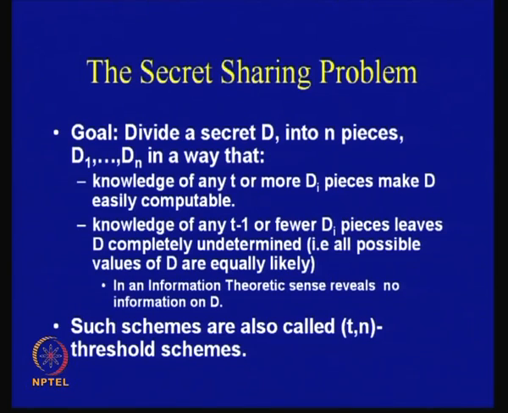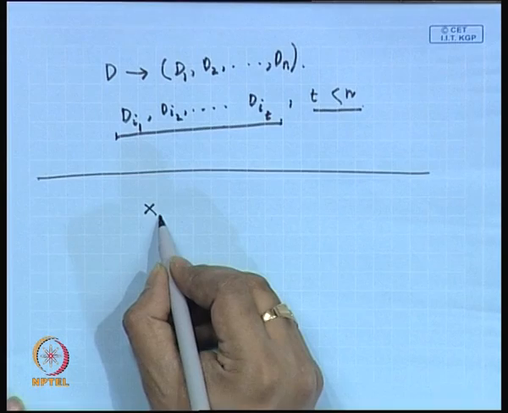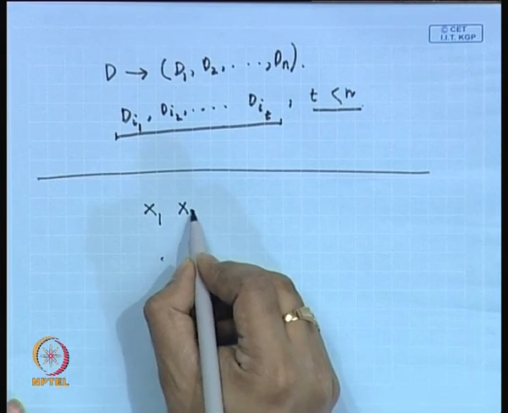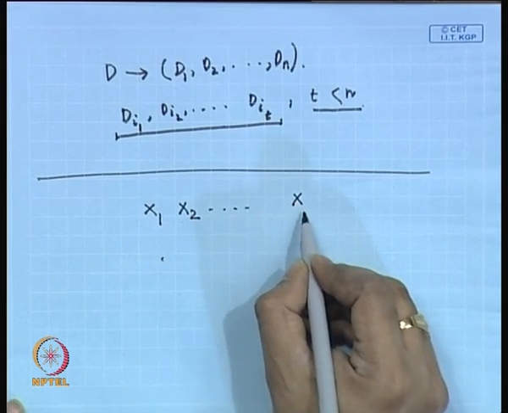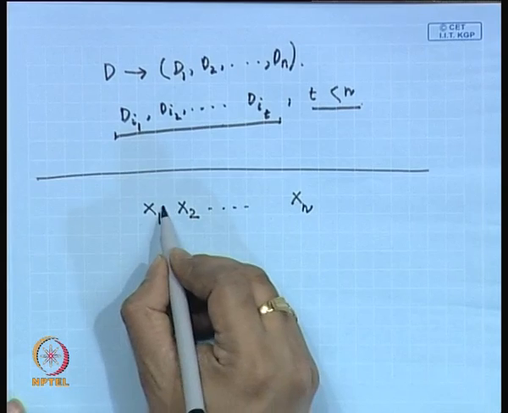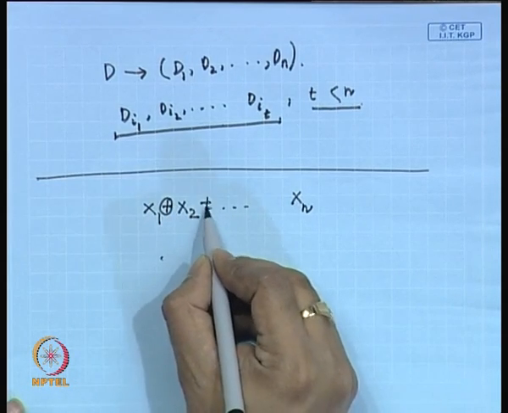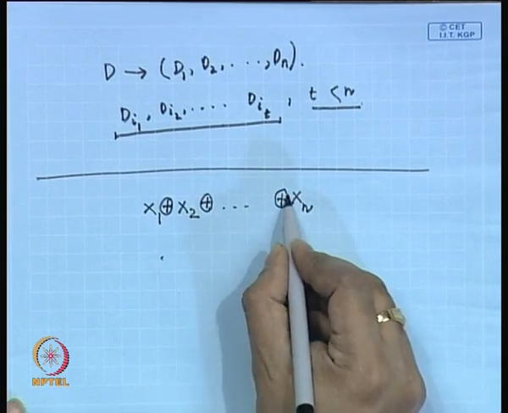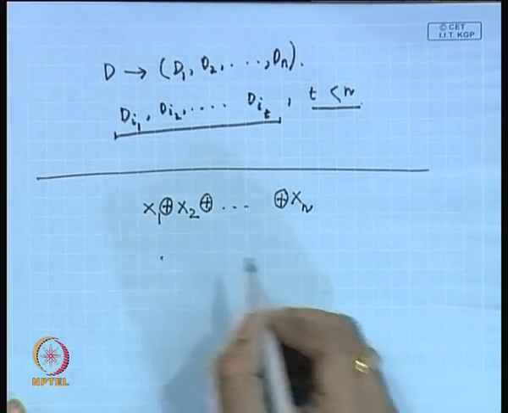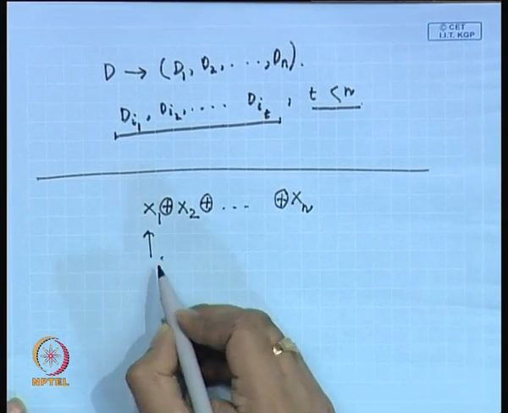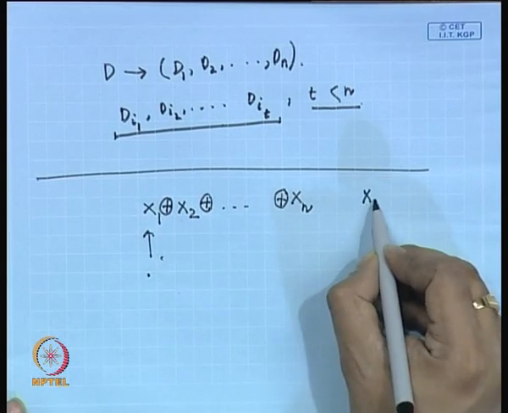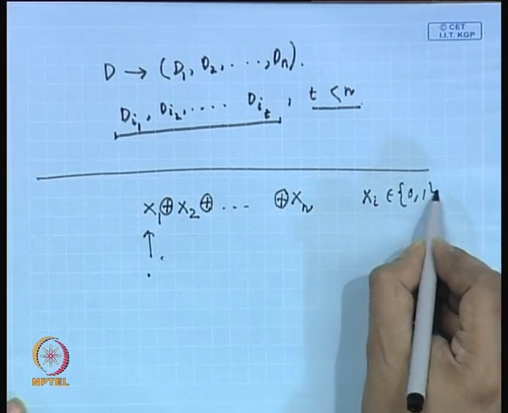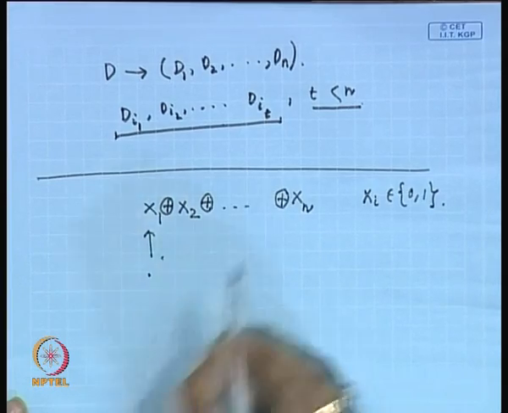Consider this simple example. Suppose there are binary vectors like x1, x2 and so on till xn. Consider the function where I take the bitwise XOR of these, like x1 XOR x2 XOR up to xn. You can consider that all of them are 1 bit values, that is, any xi is a member of {0, 1}. So consider this XOR sum.